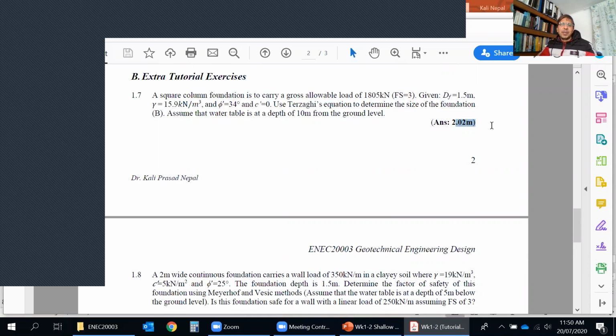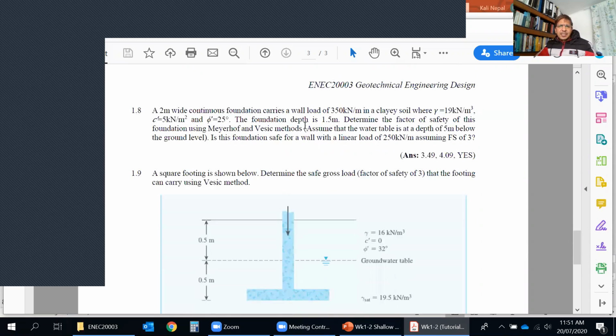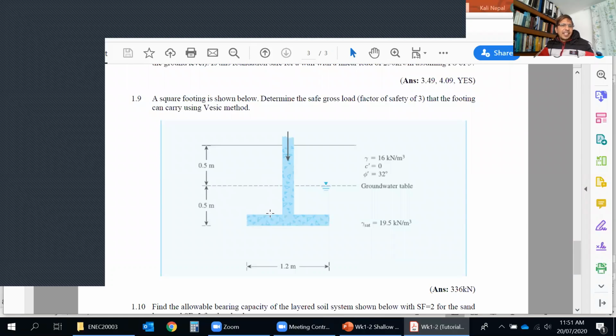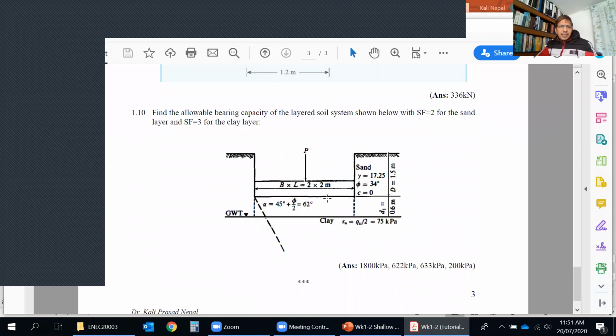You need to calculate B here because the load is given, so you can calculate back the size of the footing. Which method do you need to use? Meyerhof or Terzaghi. Terzaghi is a little complicated, Meyerhof is very easy. There is a water table here, to understand the effect I discussed today. The water table affects only the second and third terms, depending on where it is located. I have explained this a lot, so you can calculate which method to use. And this is what we did today.